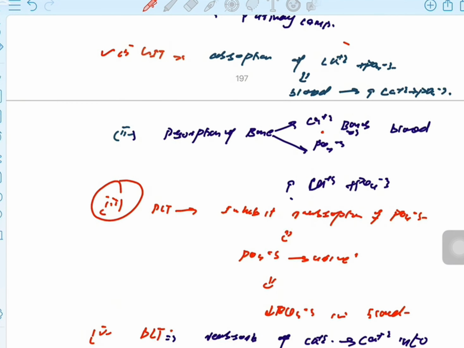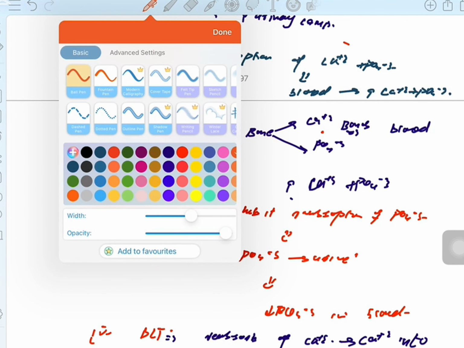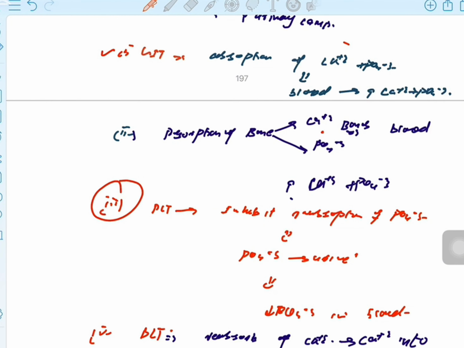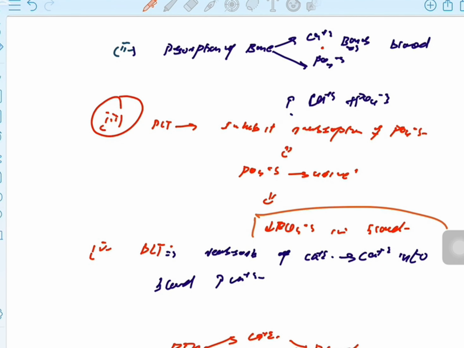On the third side, this is important, the parathyroid hormone will act on the proximal convoluted tubule, and it causes the inhibition of the reabsorption of the phosphate, and the phosphate will go into the urine. When phosphate goes into the urine, a low amount of phosphate will go into the blood, so the phosphate level will remain low in blood.